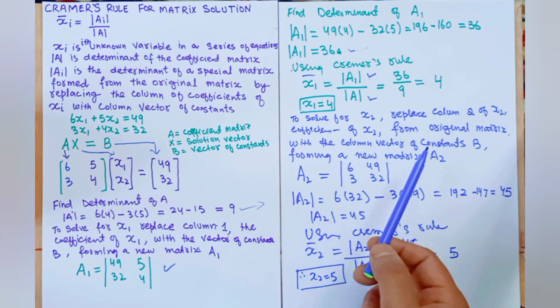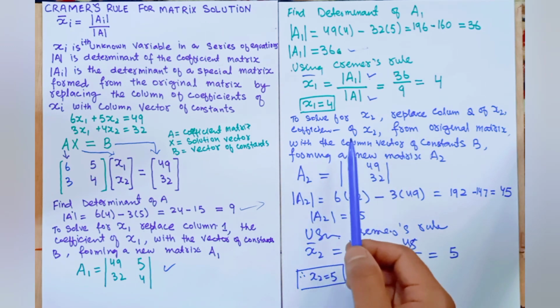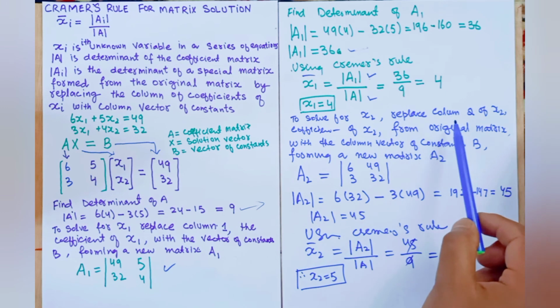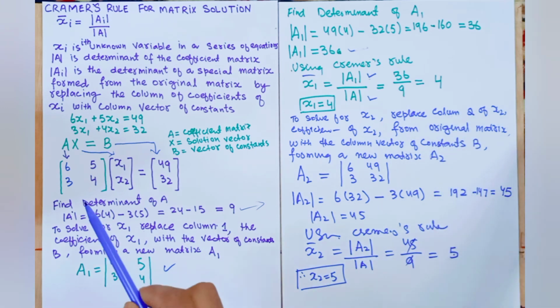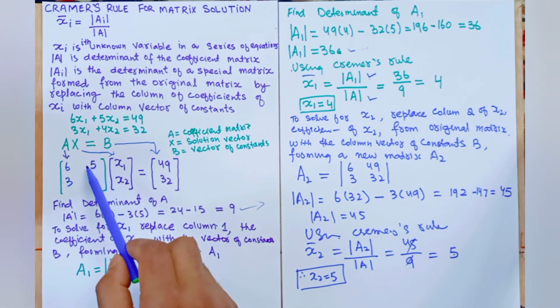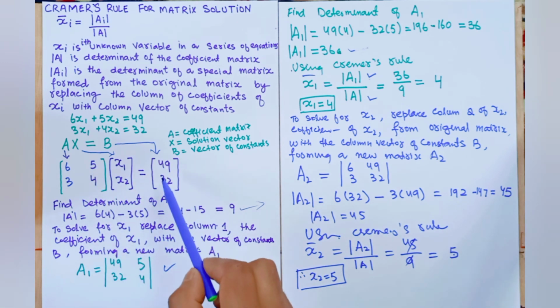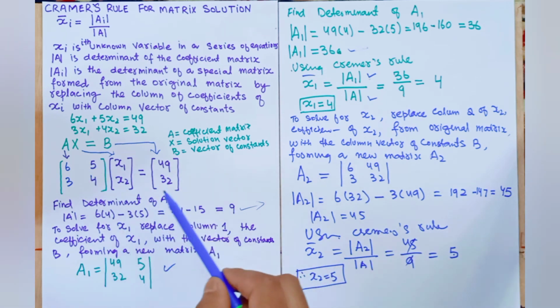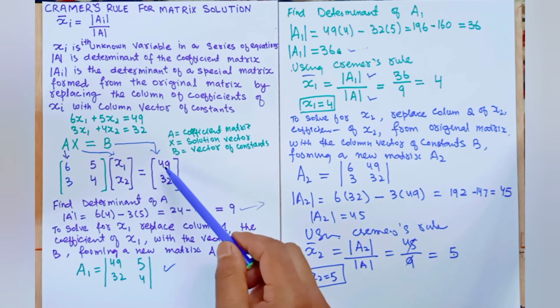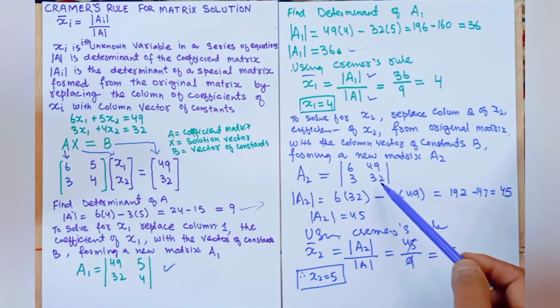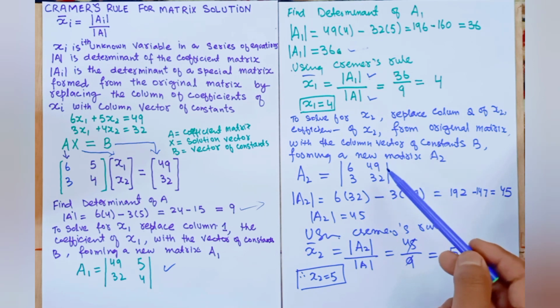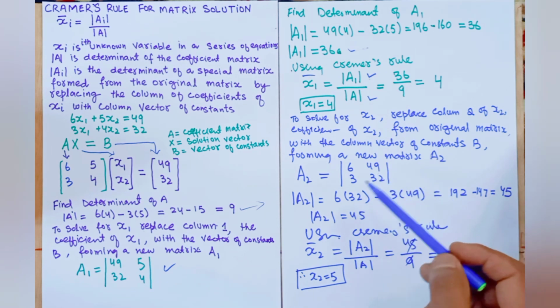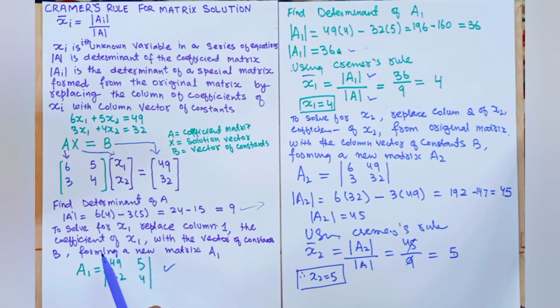Similarly, when solving for x2, we have to replace column 2. To solve for x2, we replace this column with the vector of constants. We have 6, 3 here, and now we change these 5, 4 to 49 and 32, and we have done this here. So when solving for x2, we replace the second column, and when solving for x1, we replace the first column.